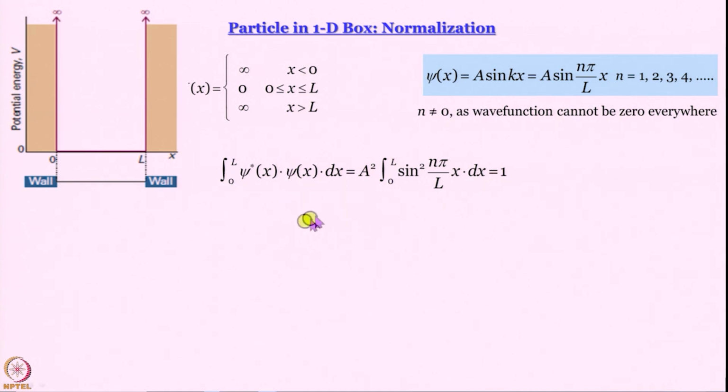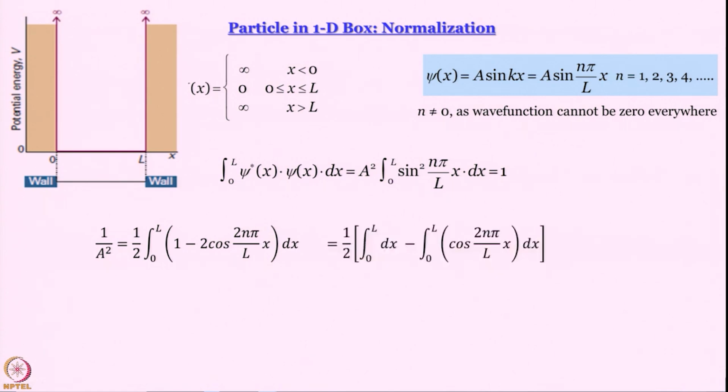So, when I integrate, it is very straightforward, A square comes out, integral 0 to L sin square n pi x by L dx is equal to 1. Now, this is the standard way of proceeding whenever you try to integrate sin square x. You use the trigonometric relationship and in place of sin square n pi x by L express it in terms of cos 2 n pi x by L, very simple trigonometric relationship, and then proceed. You get 2 terms in the integration, second term turns out to be equal to 0.